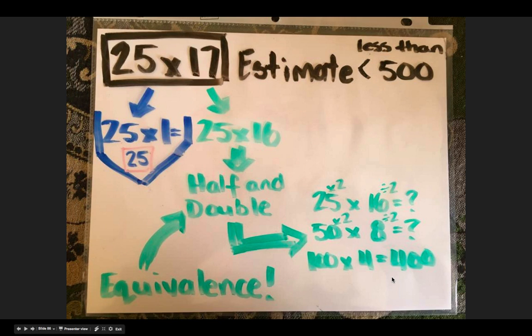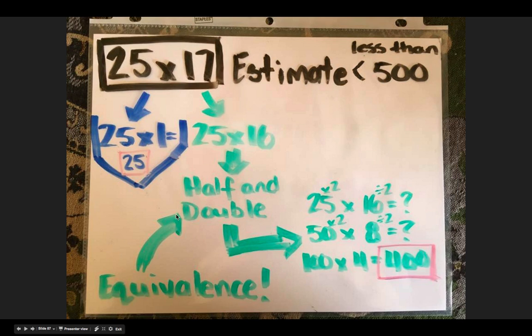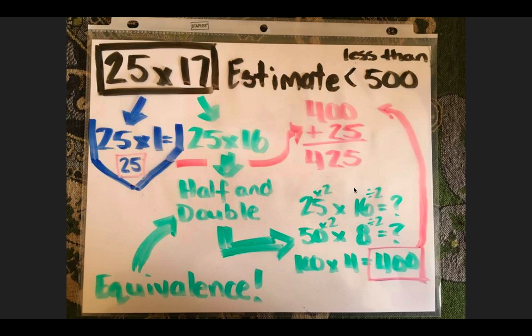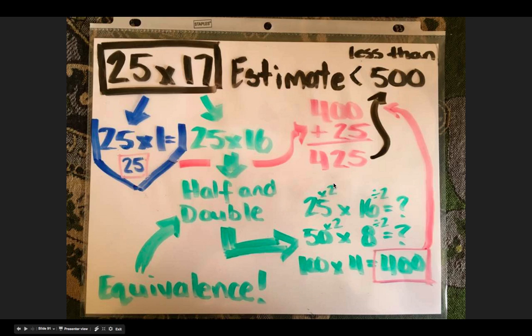I know it's 400, but that's not my final answer because I still have this guy in my pocket to add in. So I take my 400 and my 25, which equals 425. And then my last step is to compare it against my estimate. And once again, it's in the ballpark of 500, and it's less than 500, which is what I expected. And that makes me think that this answer is reasonable, and these were effective and efficient strategies for me.